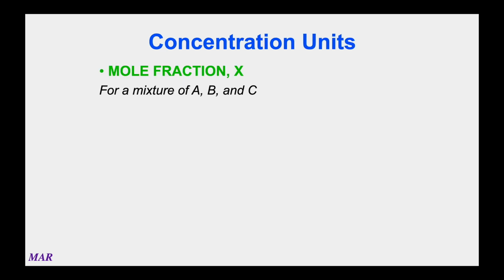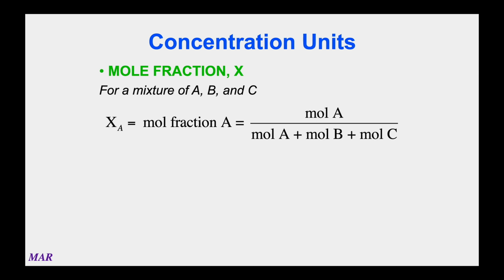3 new concentration units will be very helpful to us in the upcoming sections. And the first one of these new concentration units is called a mole fraction. So let's say you have a mixture of A, B, and C together, and you wish to describe the mole fraction. Well, the mole fraction of A, let's assume we're looking at A, is going to equal the moles of A divided by the total moles. So you're going to have so many moles of A, B, and C. Mole fraction of A would be moles of A on top divided by total moles.